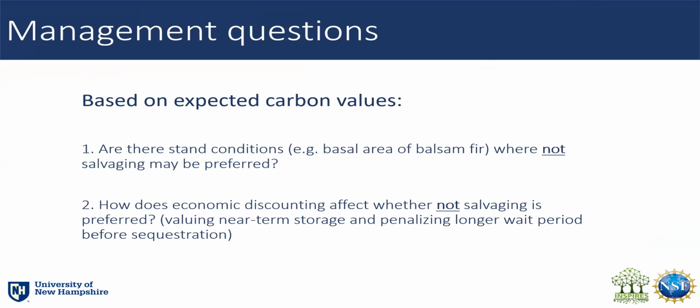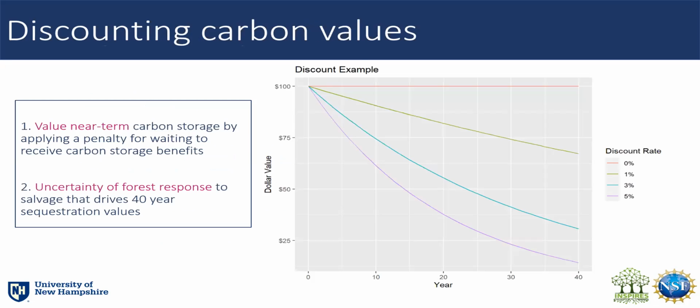Those findings help shape the questions for this study, where we're curious to see if there might be stand conditions where not salvaging may be preferred, and how economic discounting can be used as a tool to help decide whether or not salvaging is preferred. Discounting can potentially be used to place a greater preference on valuing near-term emissions and near-term storage, instead of having to wait longer time periods to begin sequestering more carbon.